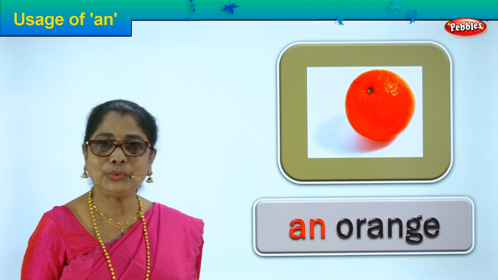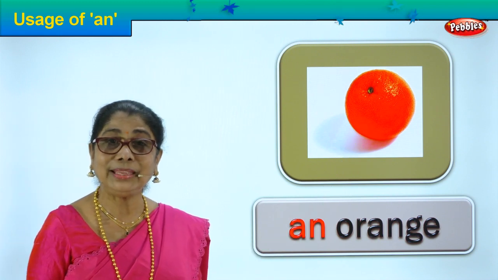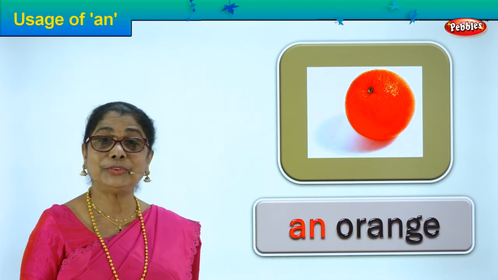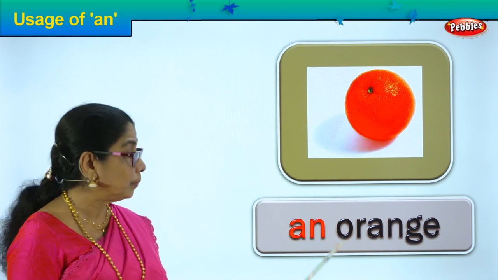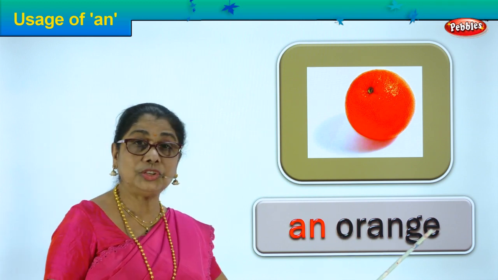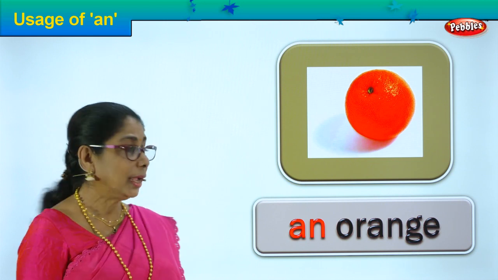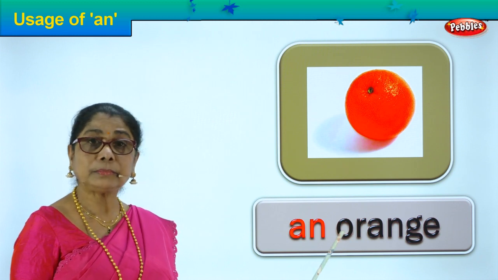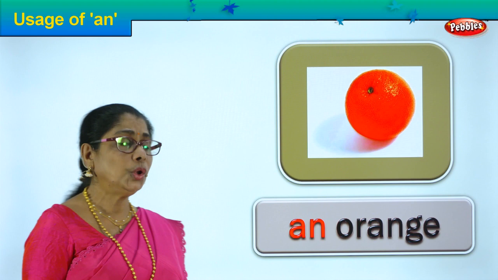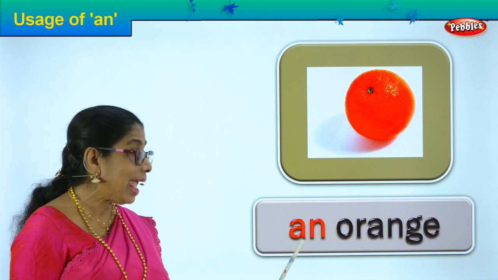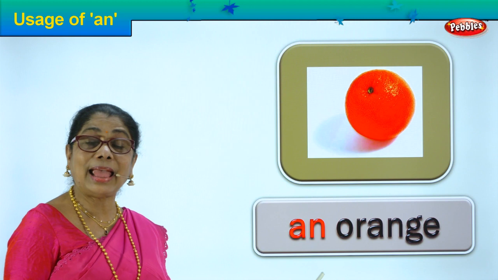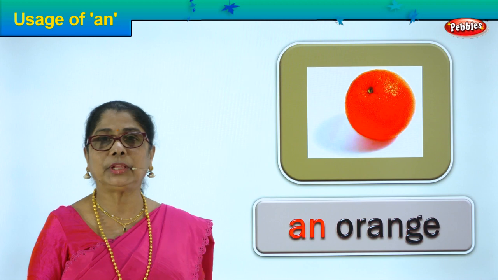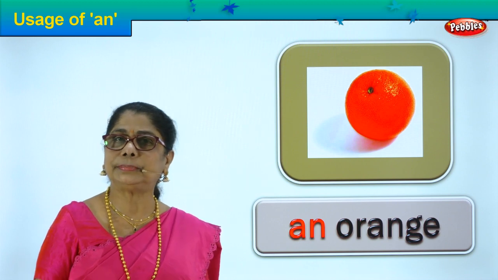What is this? You love to eat this juicy fruit. Yummy. Orange. The name and the color both same for this fruit. Spell orange. O-R-A-N-G-E. Orange. The word orange begins with O. O is a vowel. In front of the word orange, we use an. Now read. An orange. This is an orange. Good. Let's take another picture.